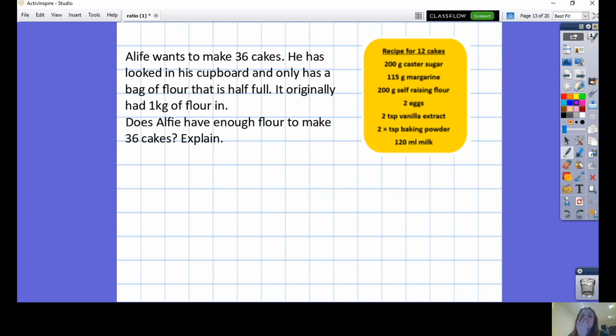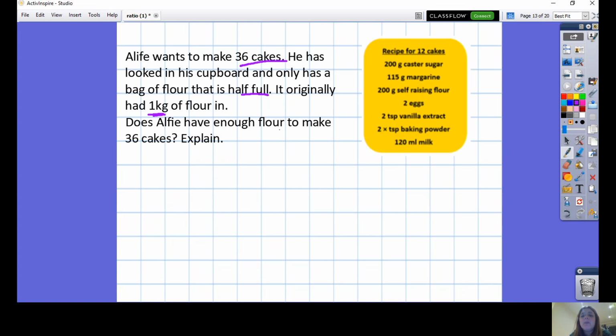Okay, you might also have a reasoning problem like this. So I'm going to read through it and then I'm going to show you what your independent work is. Alfie wants to make 36 cakes. He has looked in his cupboard and he only has a bag of flour that is half full. It originally had 1 kilogram of flour in. Does Alfie have enough flour to make 36 cakes?